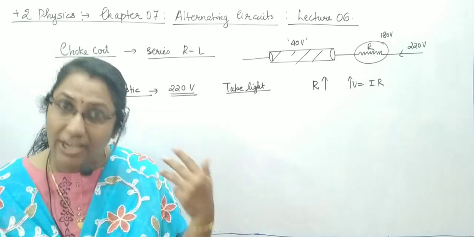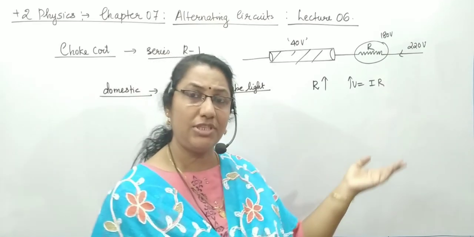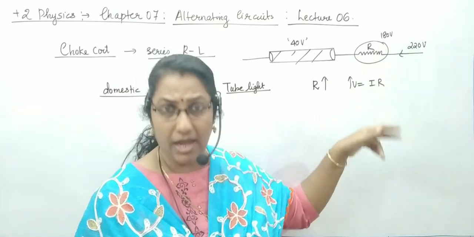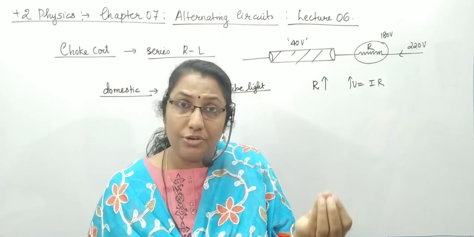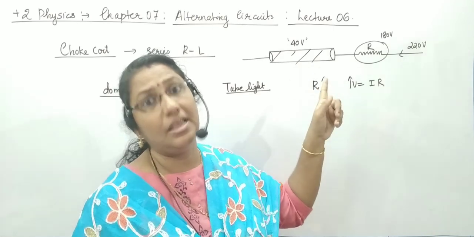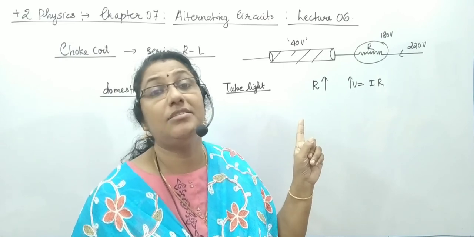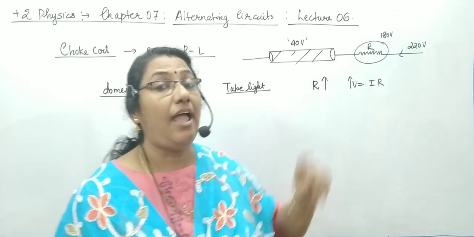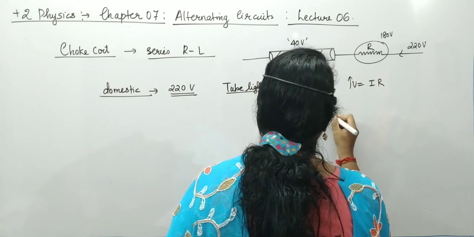Why don't we directly use the resistance? If a resistance is used, the same purpose occurs. 220 volt is coming. If the resistance is high, the potential drop across this resistor also increases. That means the potential obtained by the tube light will be less, which is what we want. So why don't we use a resistance directly? There is another problem. Voltage decreases across the tube light, we know that. But as the resistance increases, what happens?